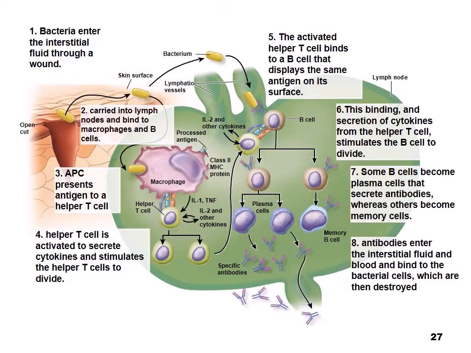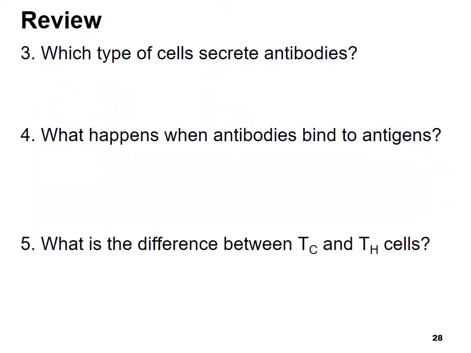Helper T is activated and then divides and also secretes molecules to activate B cells. And those B cells mature into plasma cells. And remember, those plasma cells are going to secrete antibodies that are going to inactivate antigens. So which type of cells secrete antibodies? Hopefully you said plasma cells, maybe you said B cells. Honestly, I would take either of those, but plasma cells are mature B cells.